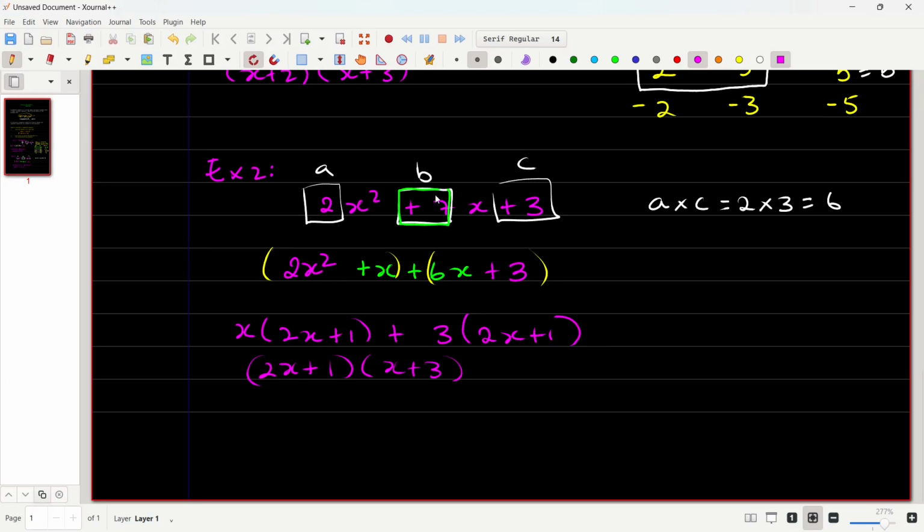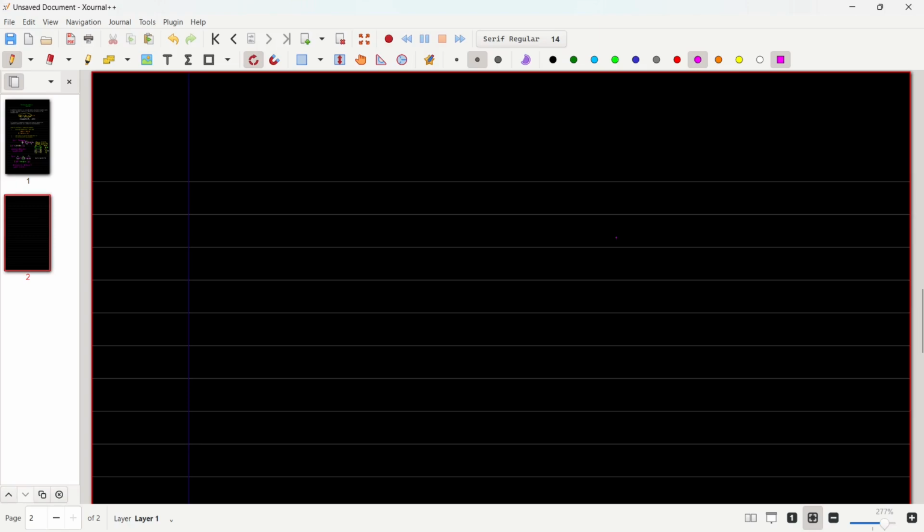All right, let's go again. We're going to do another one. So let me get a new page. Let's say, for example, we have some minuses now, right? Let's put some minuses in there. So we have x squared minus x minus 6.